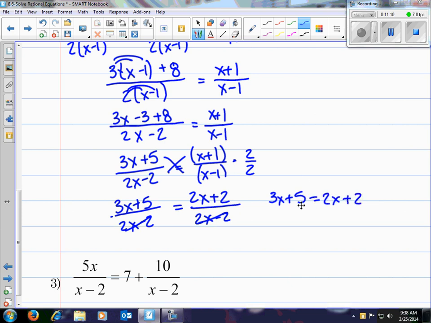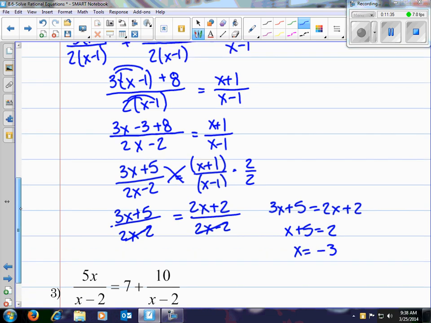And this problem is way easier than cross multiplying. You very well can cross multiply and then it will reduce down. But if you notice that you can get your denominators on either side of the equal sign to be equal, then your life might be a little bit easier. So now I subtract 2x from both sides, so I have x plus 5 is equal to 2. Then I subtract 5, so I get x equals negative 3.